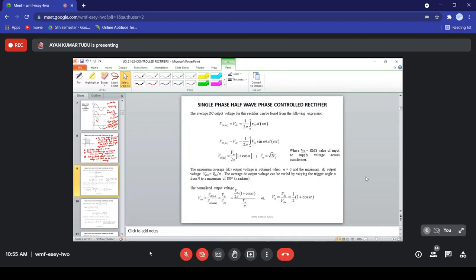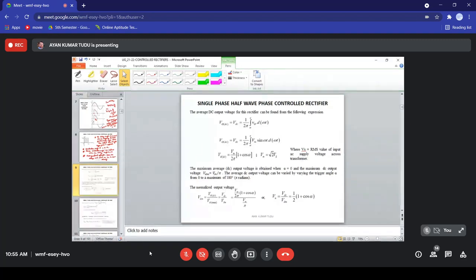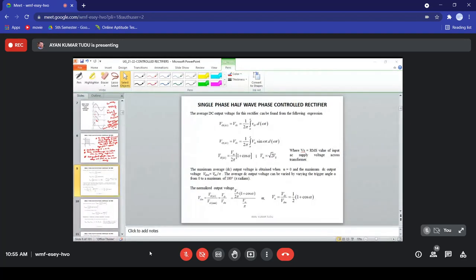Then, the maximum average DC output voltage is obtained when alpha equal to 0, correct? When alpha equal to 0, we have the maximum average DC output voltage, and the maximum DC output voltage VDM is equal to how much? VDM would be equal to Vm by pi. Understood? So the average DC output voltage can be varied by varying the trigger angle alpha from 0 to a maximum of 180 degrees. Okay, so we can actually draw a graph where we can show how the DC output voltage varies when we change the trigger angle alpha. That is also understandable from the equation given.